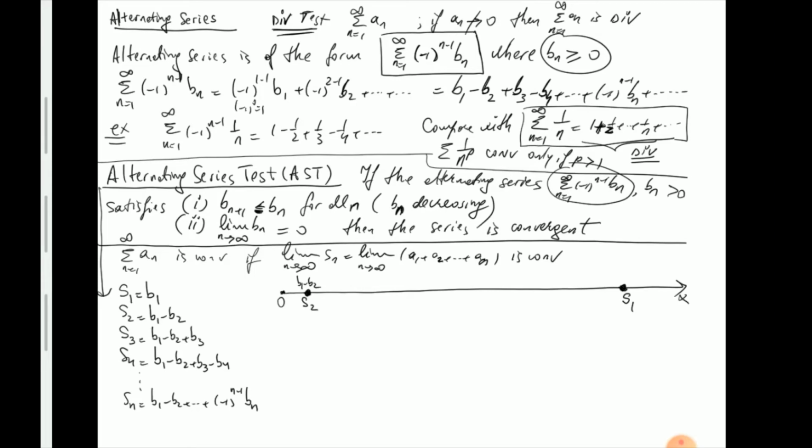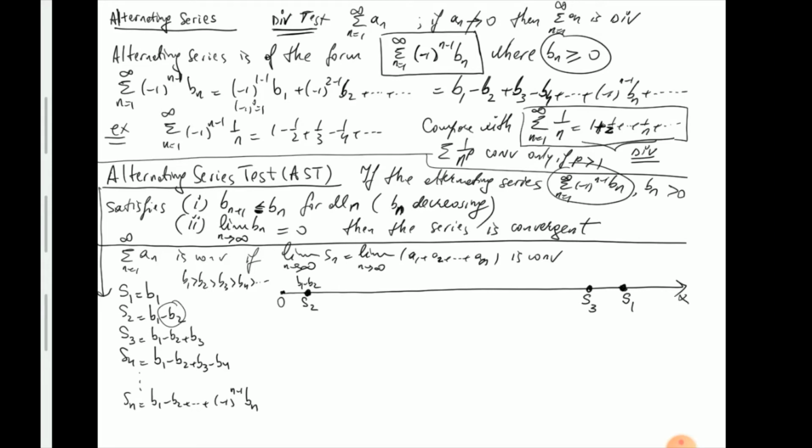Now, when you move to S3, you're going to add, again, a positive quantity. But that thing that you add is going to be less than what you subtracted before, because all these numbers are in decreasing order by our hypothesis. b1 is greater than b2, greater than b3, greater than b4. So when I add b3, I'm not going to go all the way back to S1. I'm going to go back to some quantity less than S1. So S3 will be here.